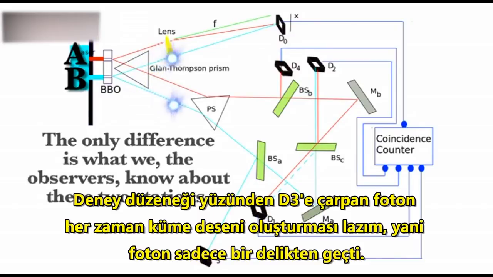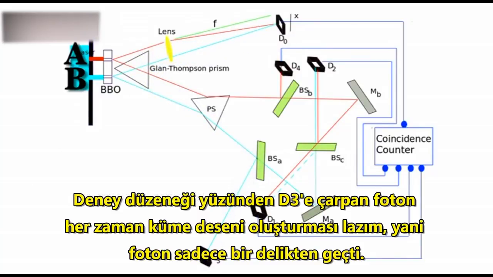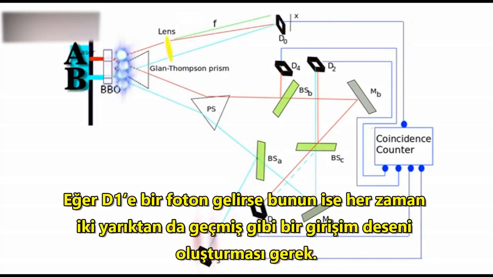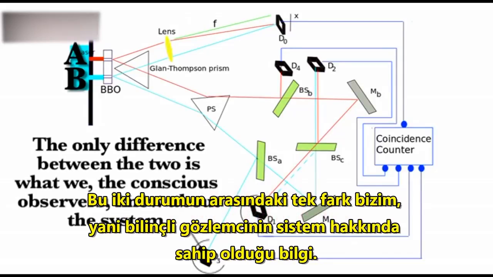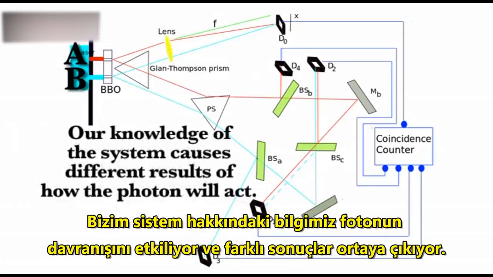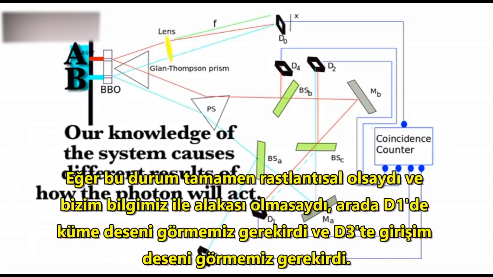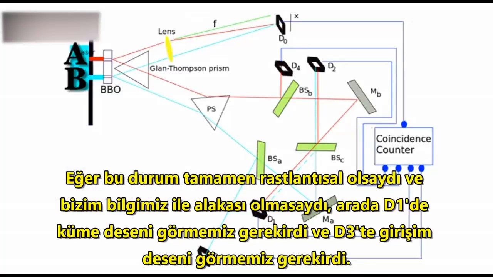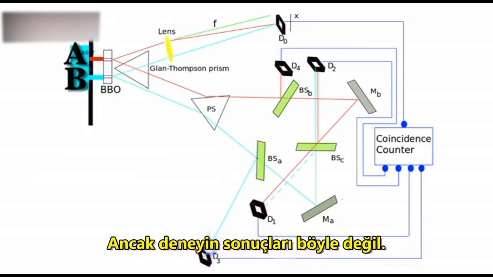Because of the experiment setup, we know that if a photon hits D3, it will always be a clump pattern, showing the photon only went through one slit. If it hits D1, we know it will always be an interference pattern, showing that the photon acted in a way as if it went through both slits. But the only difference between these two is what we, the conscious observer, know about the system. Our knowledge of the system causes different results in how the photon will act. If it was all random and not caused by our knowledge, we should get some clump patterns at D1 and some interference patterns at D3. But that is not what the experiment shows.